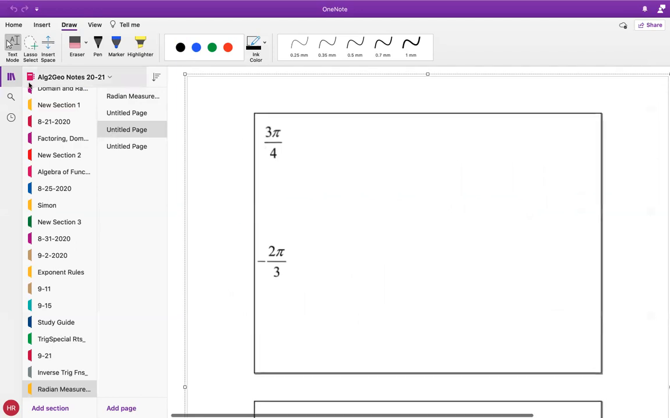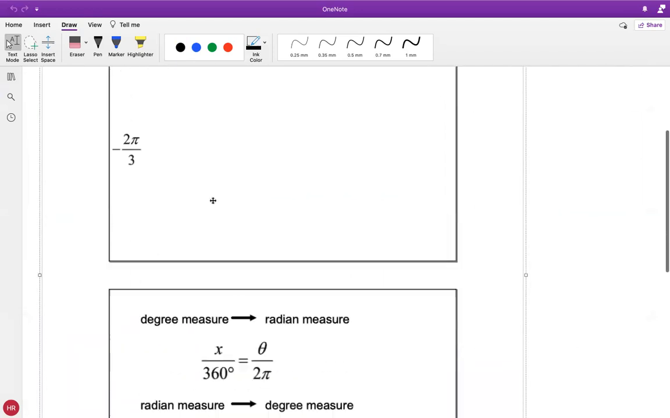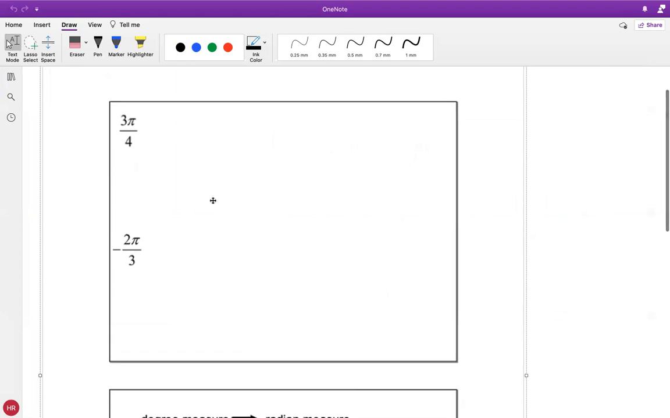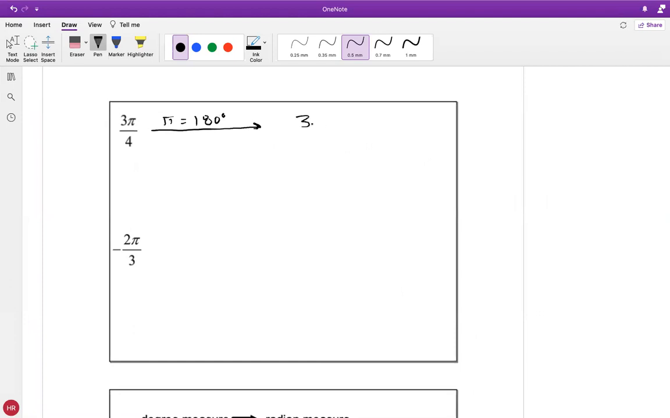Okay, so we can do it again. I'm going to use method 2 to do these because it's just so much easier. So this 3 pi over 4, because I know pi radians is equal to 180 degrees, I'm just going to replace the pi with 180. 3 times 180 divided by 4.